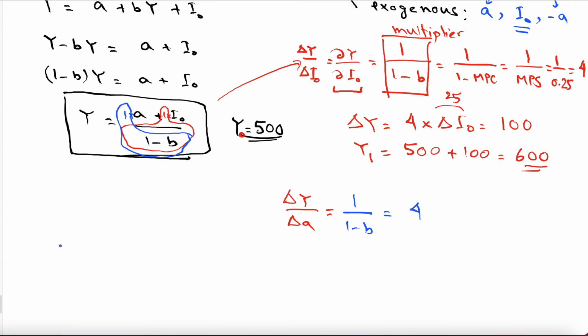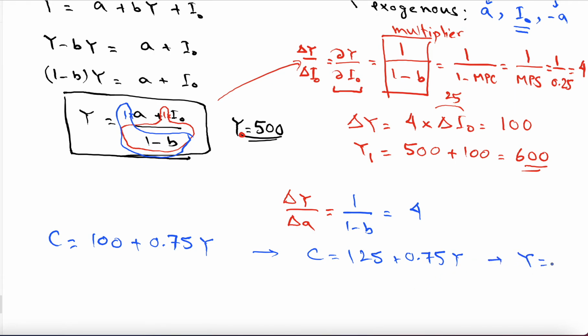So maybe consumption, instead of being 100 plus 0.75 y, changes to C equals 125 plus 0.75 y. What is going to happen to the equilibrium level of income? Again, because this has increased by $25 million, then this is going to be again that 600.